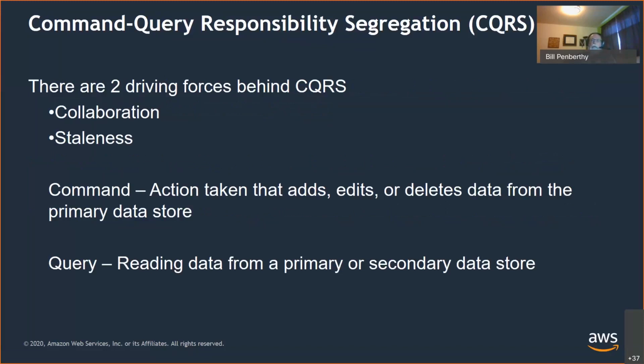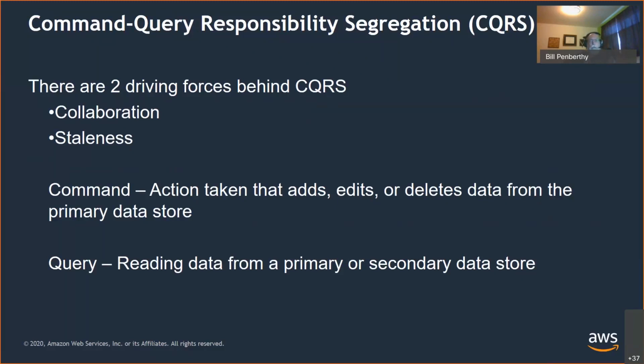So the next item is command query responsibility segregation. This came around because of two driving forces, collaboration and staleness. Collaboration refers to those circumstances where multiple users will be using and modifying the same set of data. And that's whether or not the actual intention is that the users collaborate with each other. It's just the fact that they're sharing that same data pretty much at the same time. So there are often rules which indicate which user could perform which kind of modification, and modifications that may be acceptable in one case may not be acceptable in another.